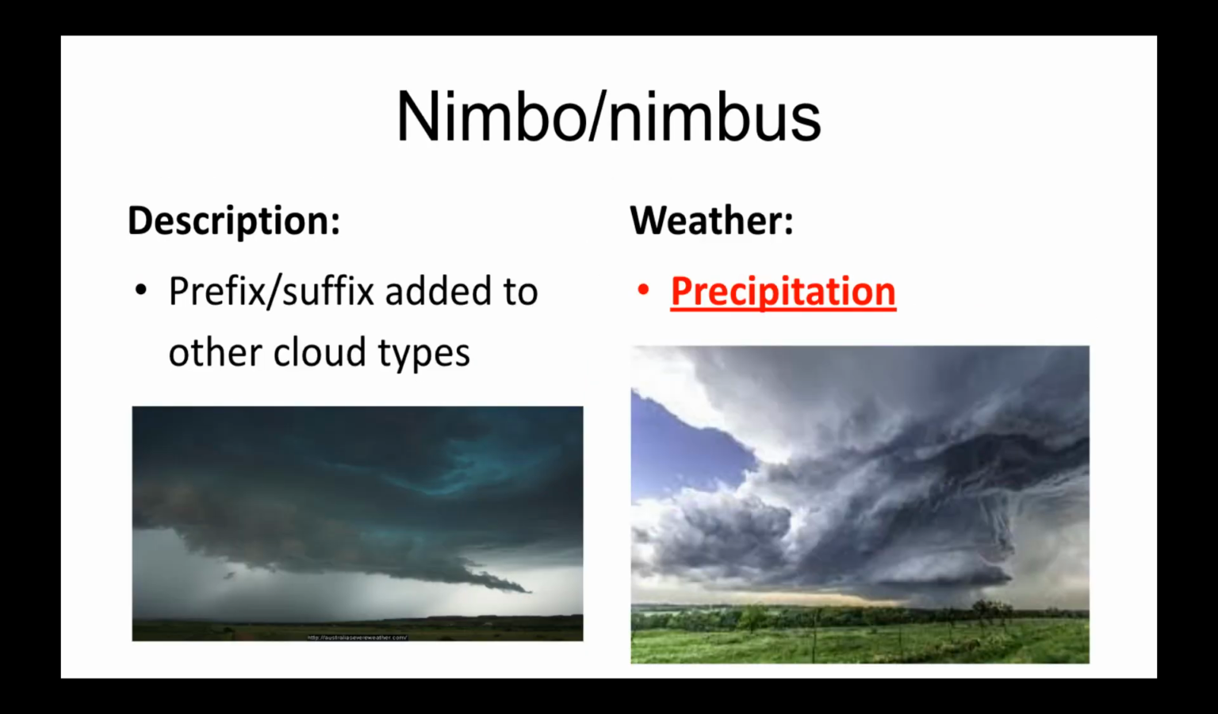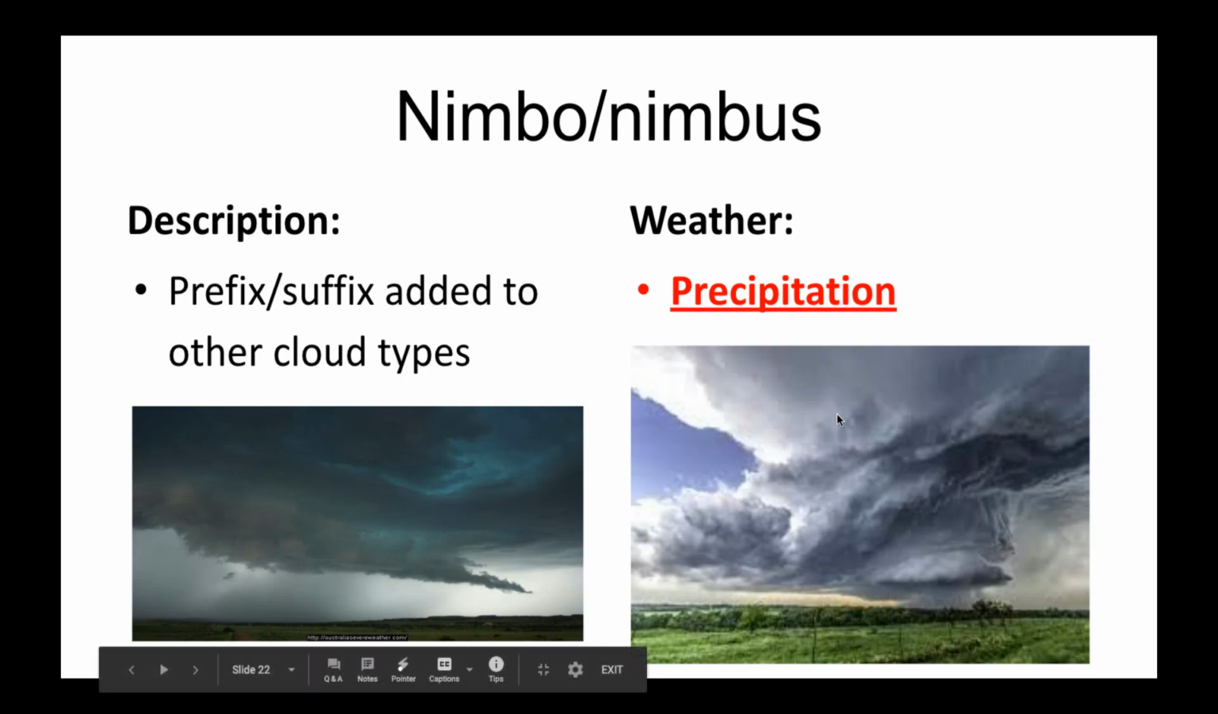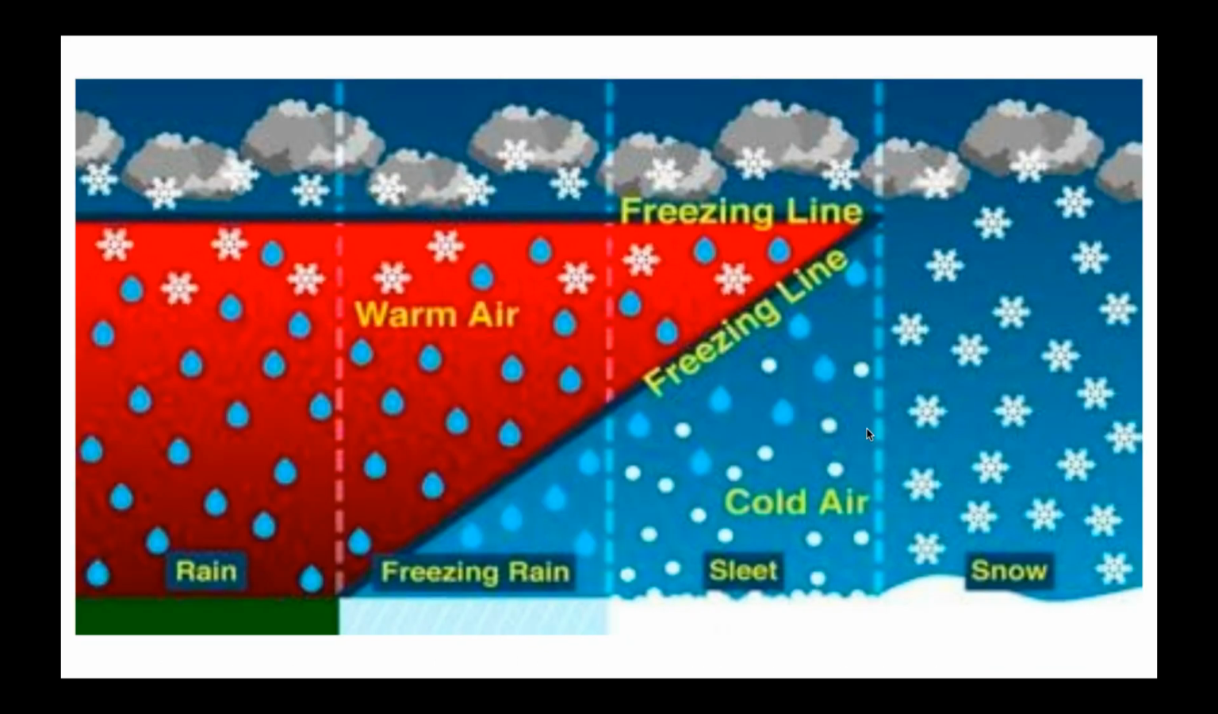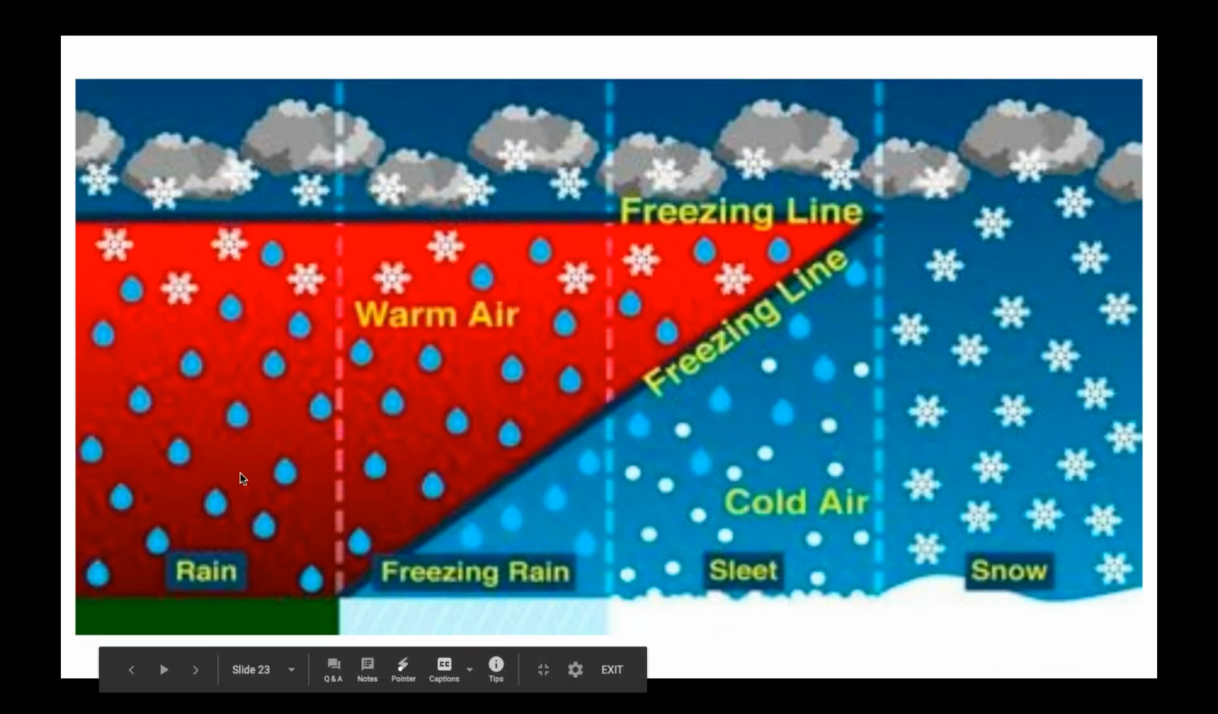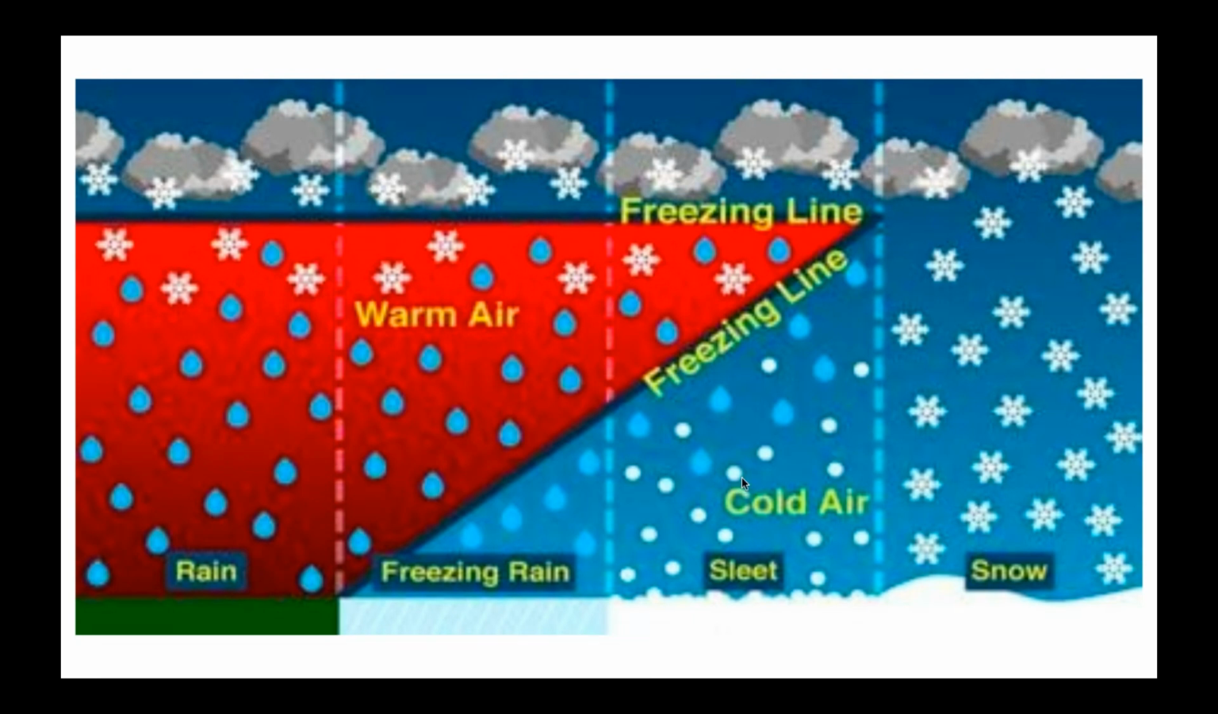One word that's going to be important for you to know or recognize is nimbo or nimbus. Whenever we add nimbo or nimbus to a cloud, it means precipitation. So we can have a nimbostratus cloud, which is a sheet cloud that produces gentle rain, or we can have this cumulonimbus that gives us thunderstorms, lightning, big, heavy rain. So remember, for precipitation, there's lots of different types. There's liquid rain, there's sleet, which is liquid and ice, and then there's snow, which is that solid water.